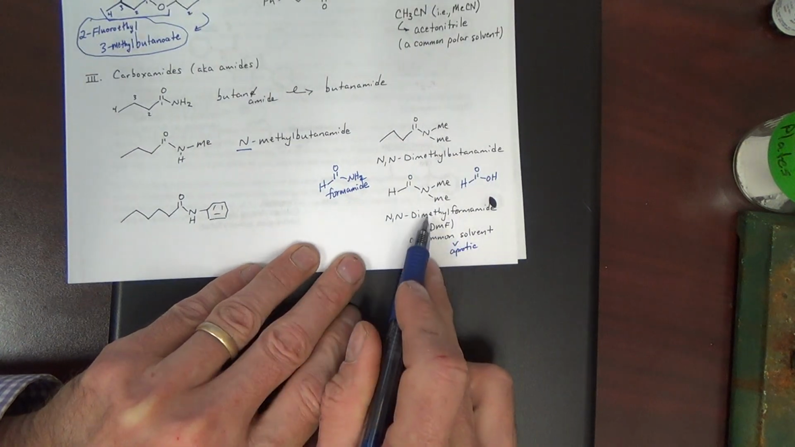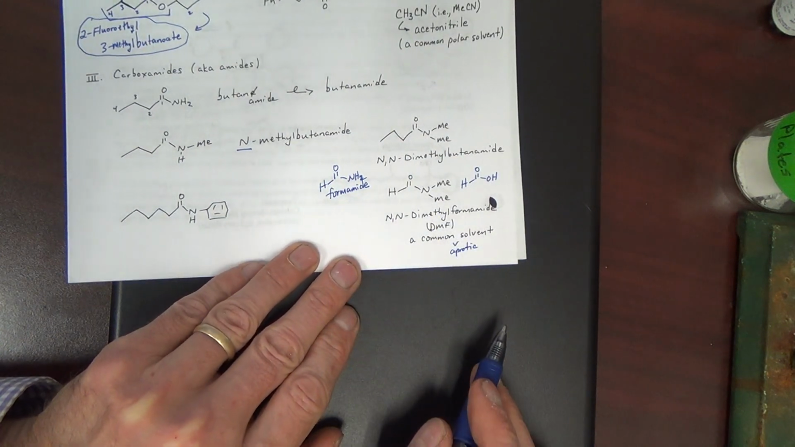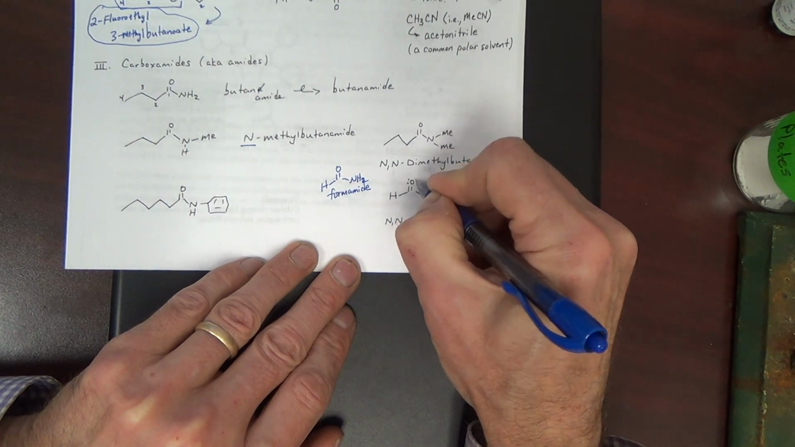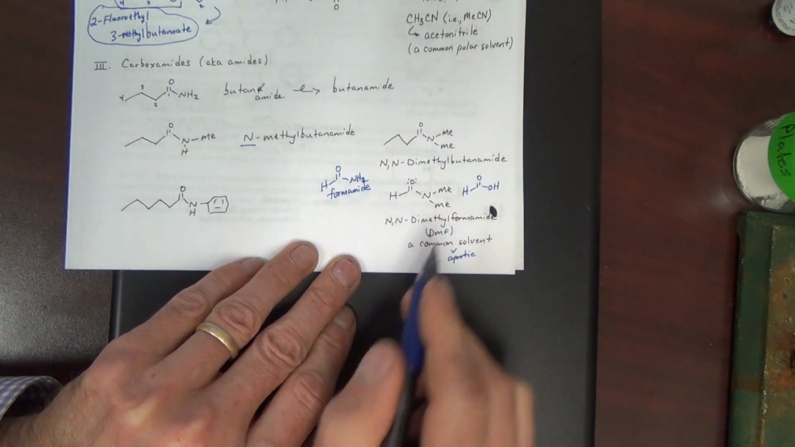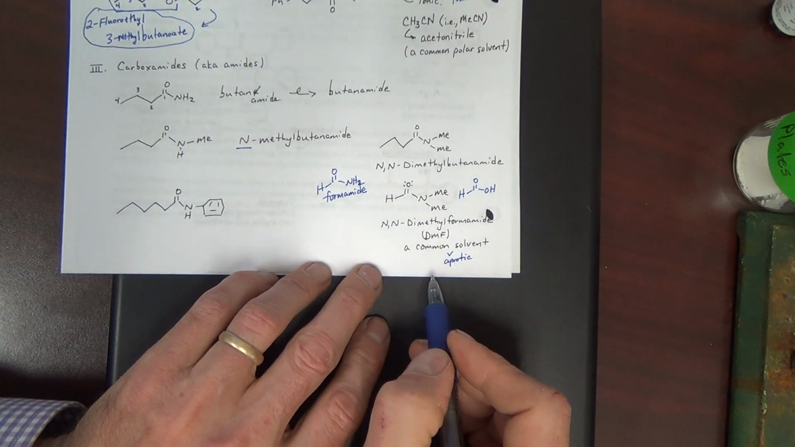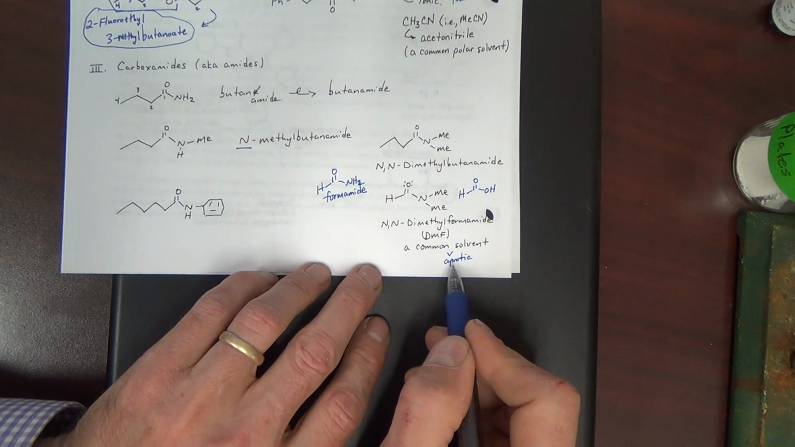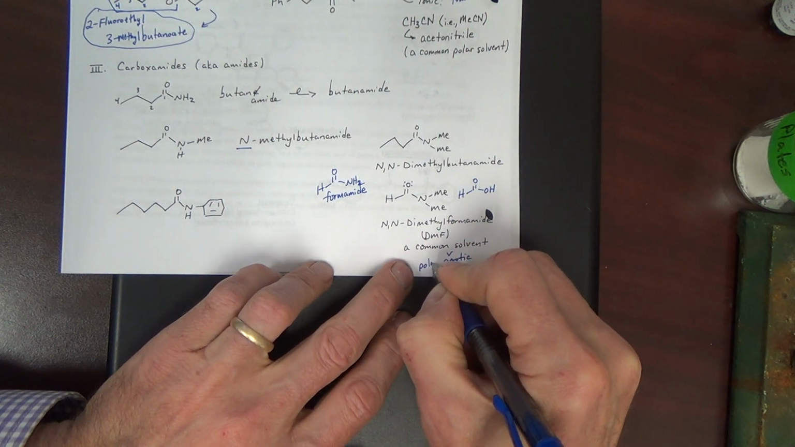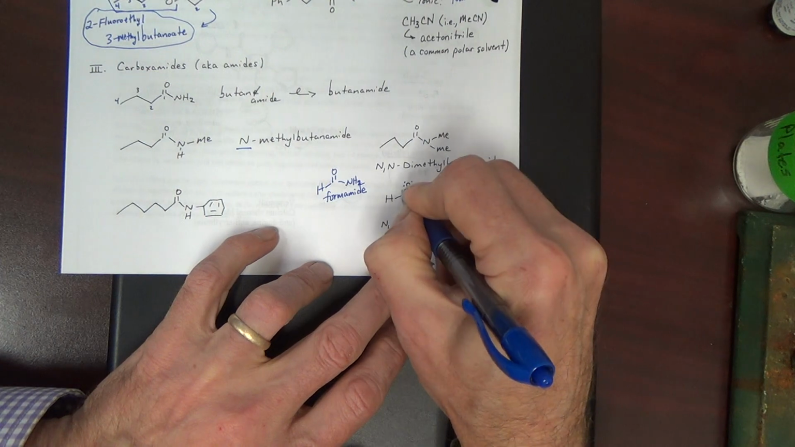We've removed hydrogen bonding potential between molecules because all we have left is hydrogen bond acceptors. There's no longer any donors. And indeed, DMF is a liquid. It's a common polar aprotic solvent. Let's write that here. It's polar. It's got a carbonyl.